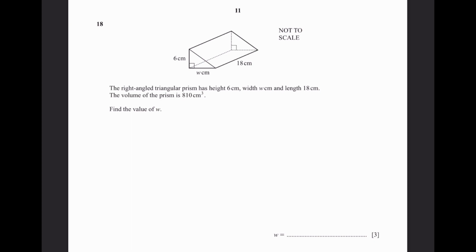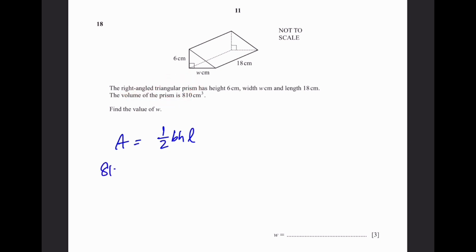The right angle triangular prism has height 6 centimeters, width W centimeters, and length 18 centimeters. The volume is 810 centimeters cubed. Find the value of W. The formula for the volume of a triangular prism is half BH into L. L is the length and half BH is the area of the triangle. This doesn't have to be a right angle triangular prism, it can be any triangle.